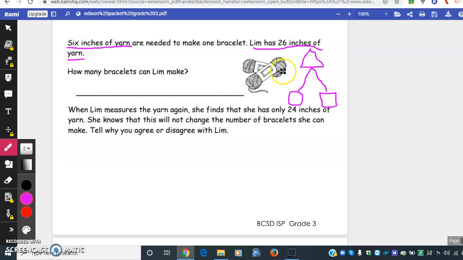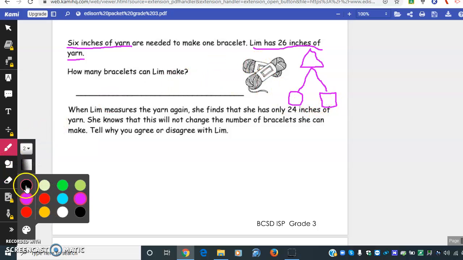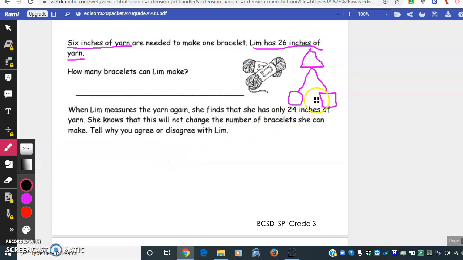So what I'm going to do is figure out 6 inches of yarn are needed to make one bracelet, or 6 inches of yarn are needed for each bracelet. The square is where I put my each number, the number that's attached to the word each, because this is where I put how much is in each group. And Lim has 26 inches of yarn. That becomes my total.